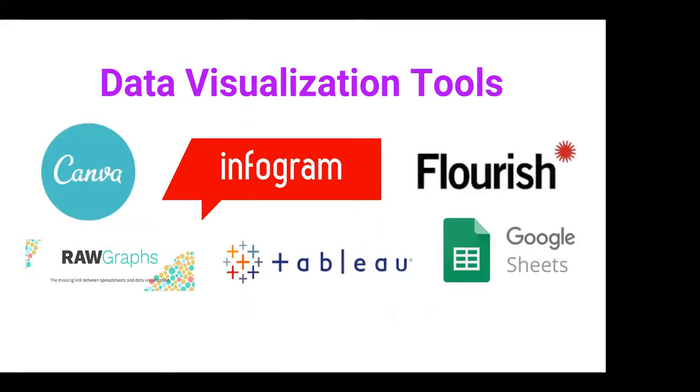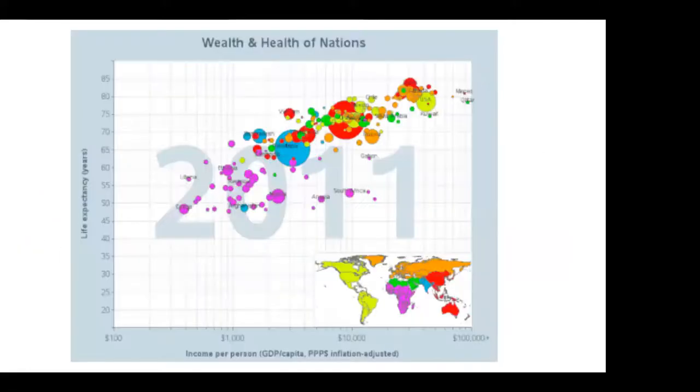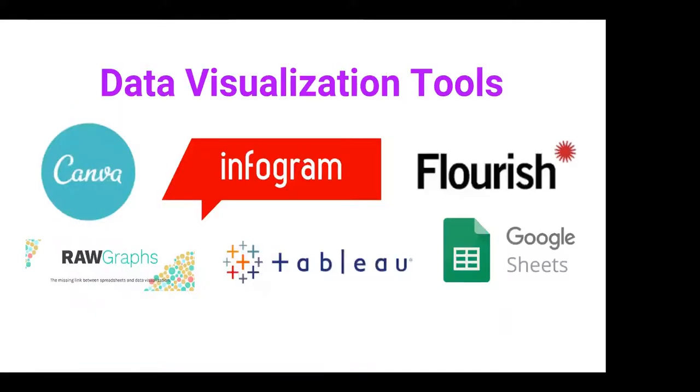And now moving into some tools, we no longer have to, when he made this, of course, there were specialized tools that had to be created, but now we have a lot of tools that are actually free or almost free. And some of the ones that I wanted to highlight are Canva, Infogram, Flourish, Raw Graphs, Tableau, and Google Sheets. And of these, you can use most or all of them for free to some extent.